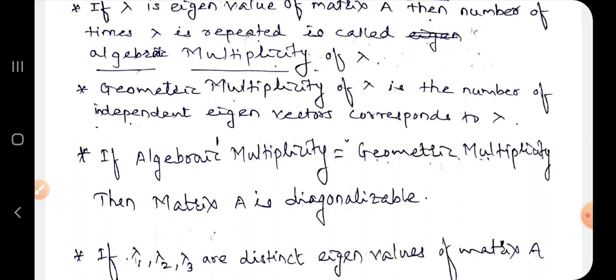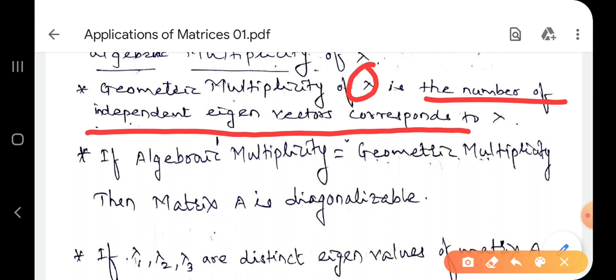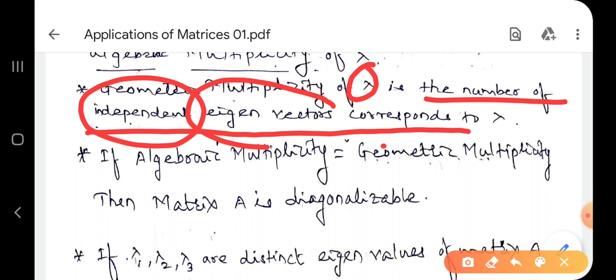Now turn towards geometric multiplicity. Geometric multiplicity is something different. Algebraic multiplicity is just how many times lambda is repeated. Now here geometric multiplicity means what? Geometric multiplicity of lambda is the number of independent eigenvectors corresponding to lambda. Number of independent eigenvectors. This is the concept.